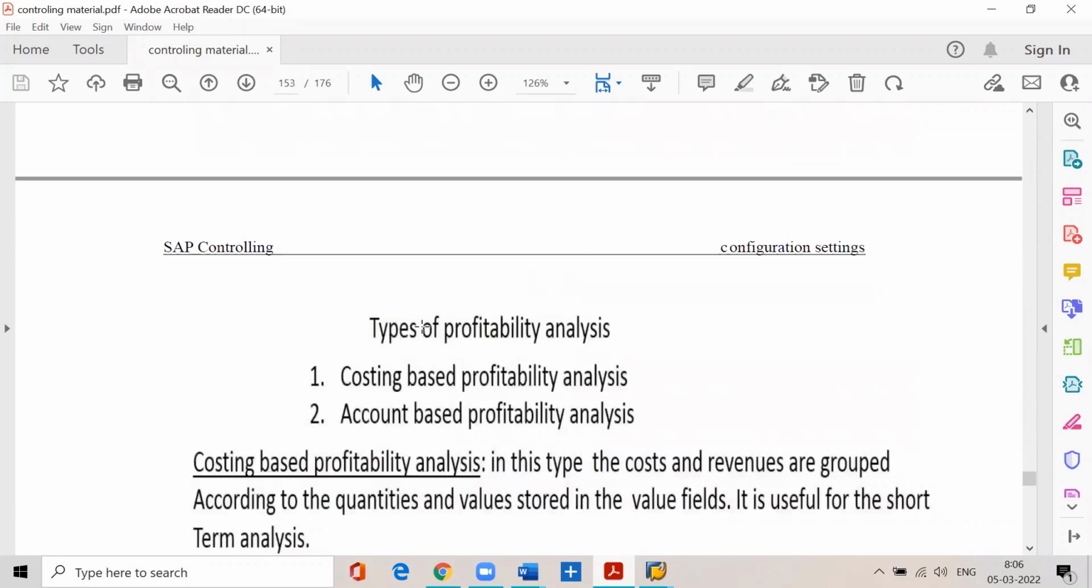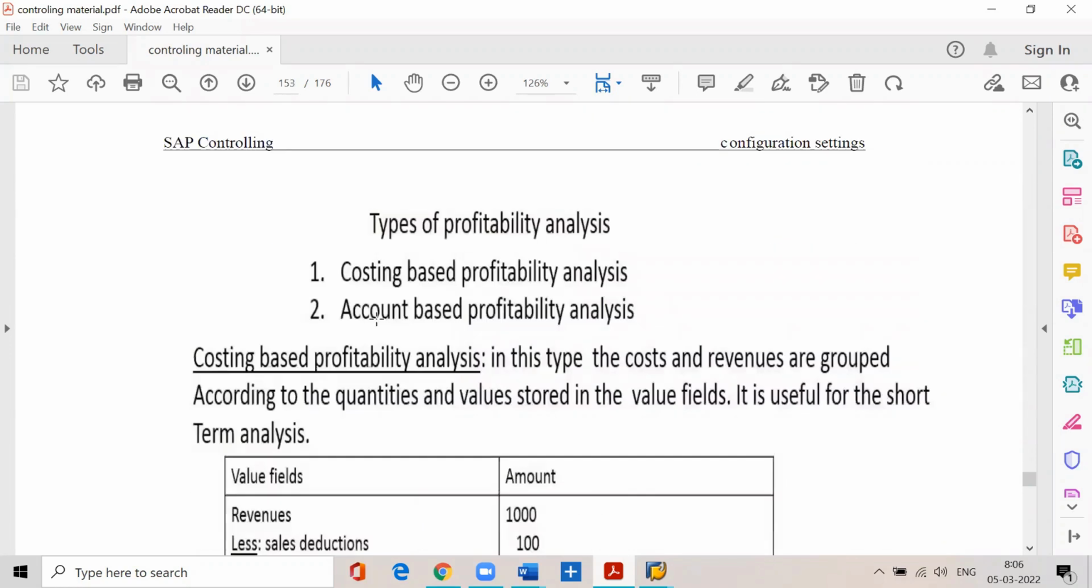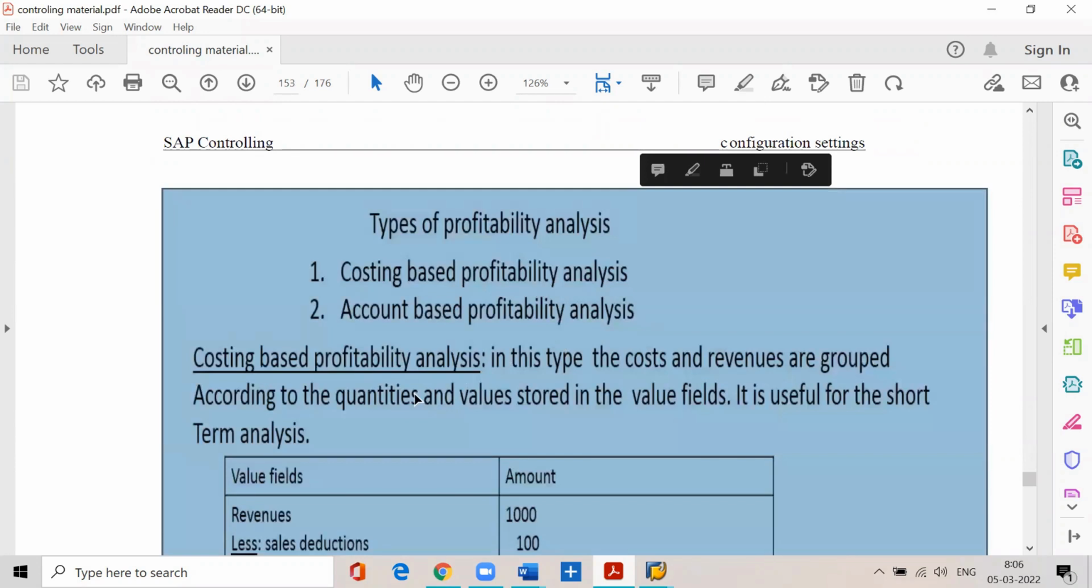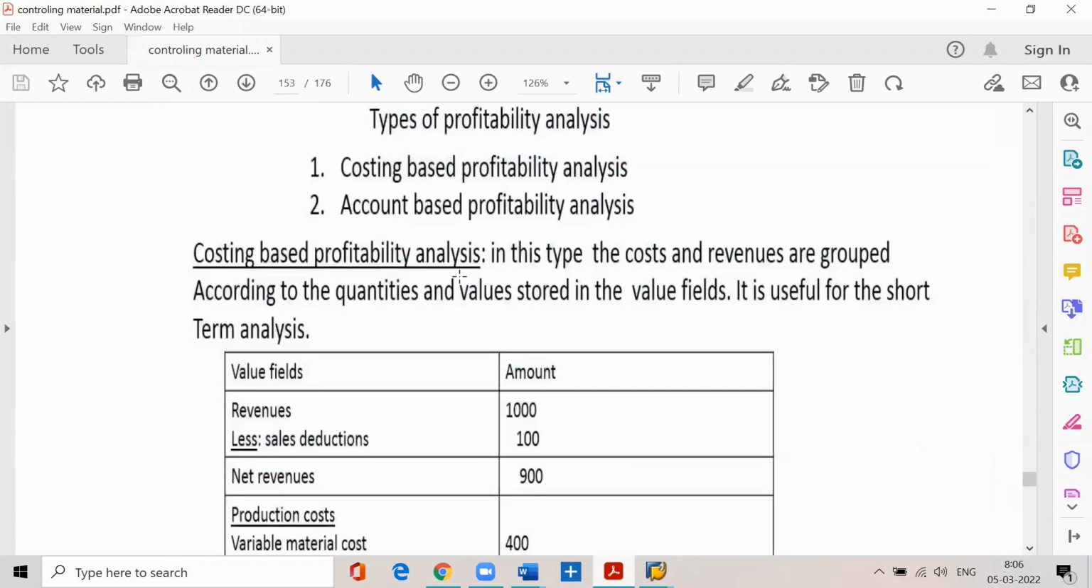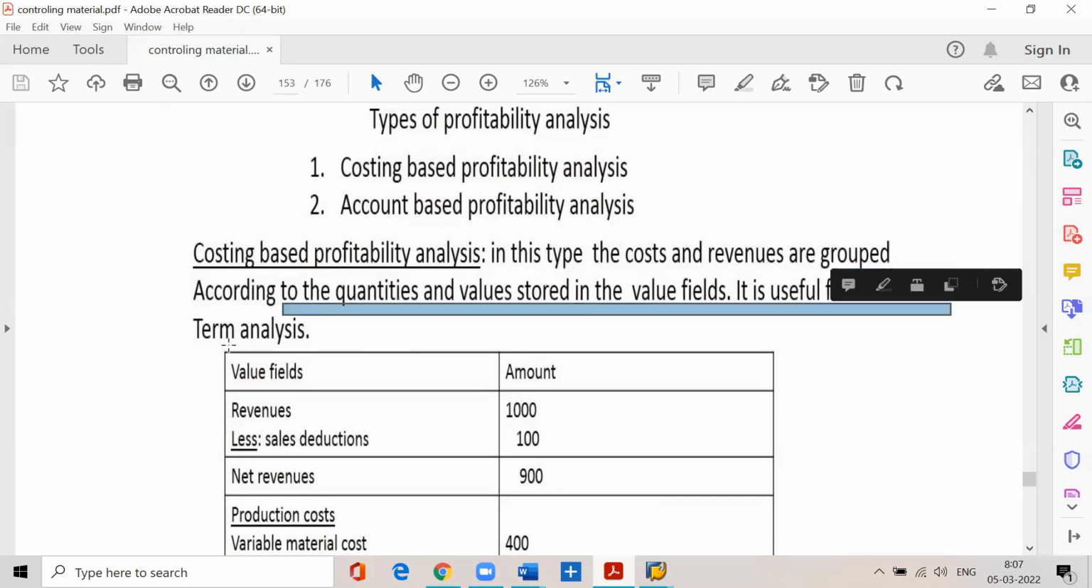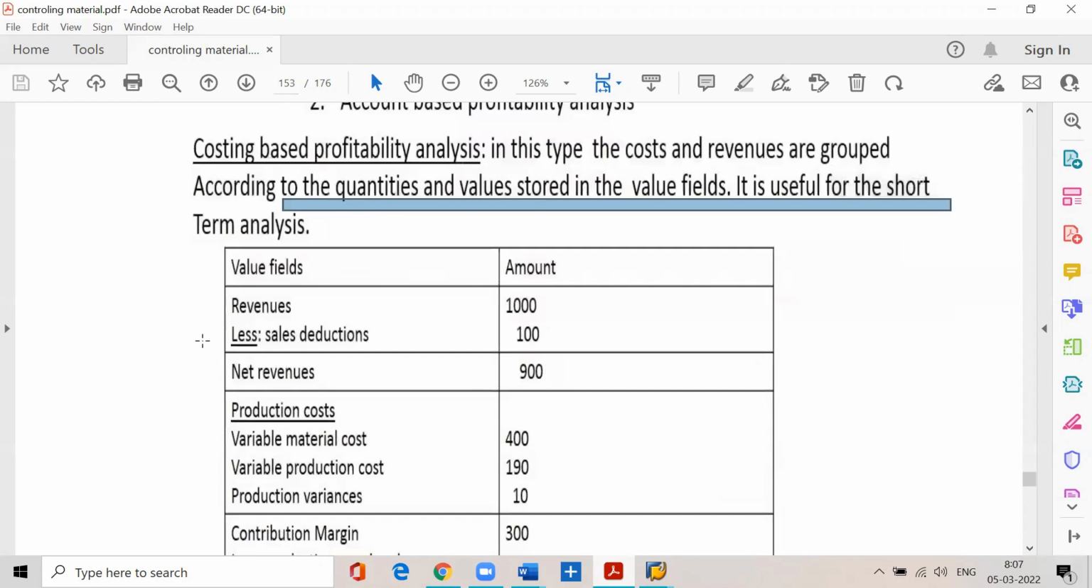Then there are two types of profitability analysis. Number one, costing based profitability analysis. Number two, account based profitability analysis. In the costing based profitability analysis, the costs and revenues are grouped according to quantities and values stored in the value fields. It is useful for short-term analysis. That means in costing based profitability analysis, we always use the value fields.